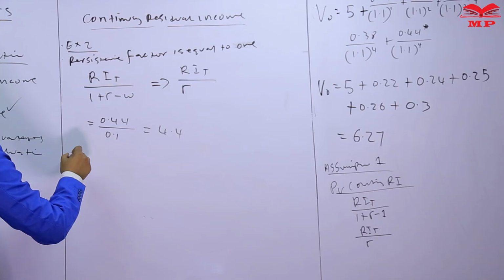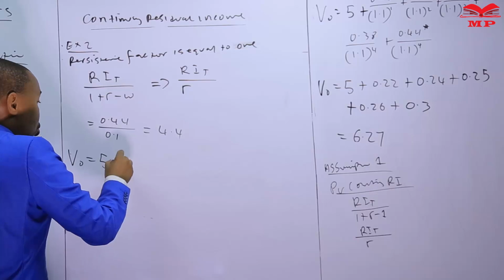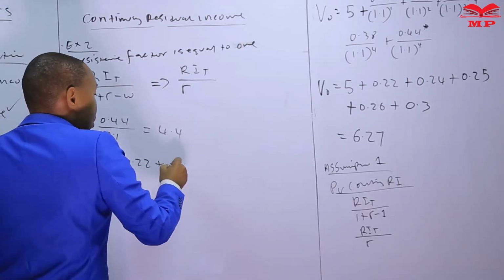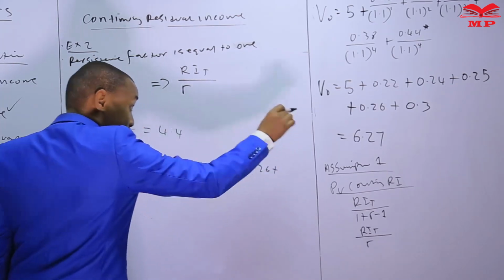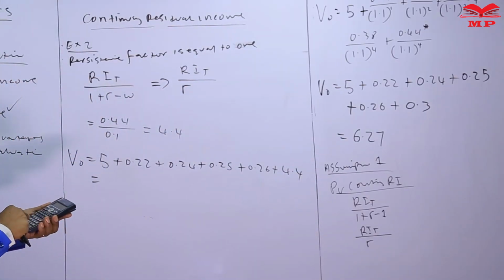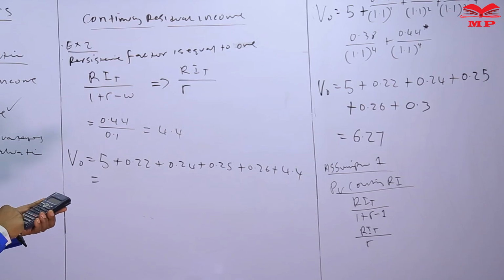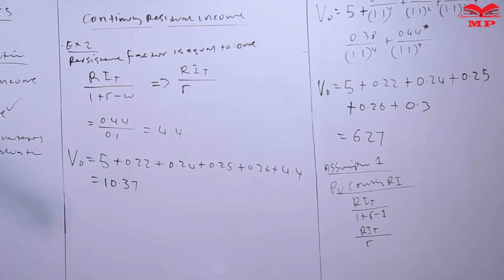So now the new value, the V naught, is going to be 5 plus 0.22 plus 0.24 plus 0.25 plus 0.26 plus, instead of 0.3, 4.4. How much do we have? We have 5 plus 0.22 plus 0.24 plus 0.25 plus 0.26 plus 4.4, which is 10.37. That is the new value of X company.